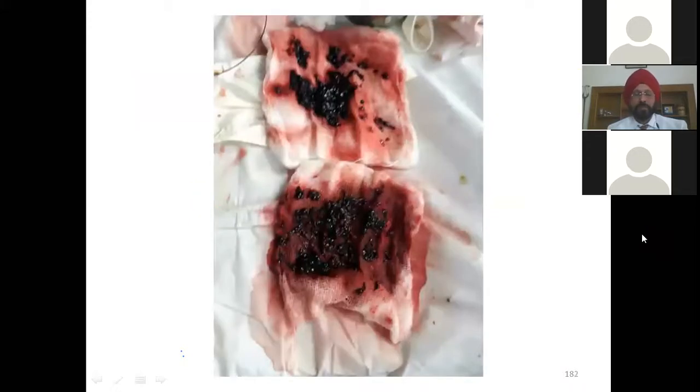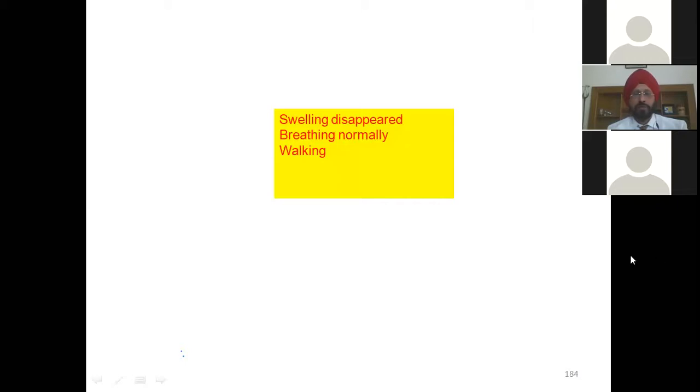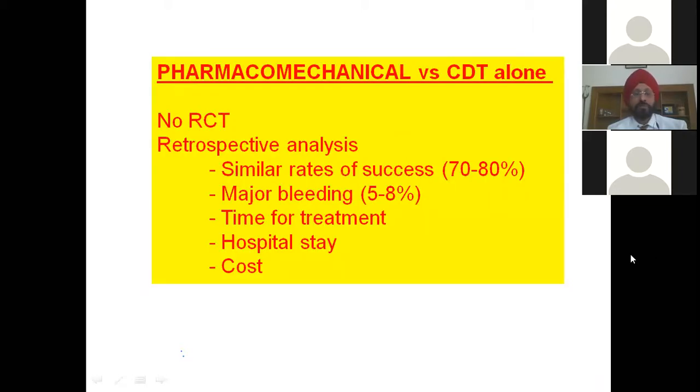Through the sheath, you give some amount of heparin because you may have clotting in the sheath. After that we always do a venogram; you can see a complete lysis, the swelling disappeared, the patient became fine, and she's on our follow-up. So pharmacomechanical, that is a Trellis-like system, versus only catheter-directed: there are not many trials as such, but generally speaking, results are good. Bleeding is less because you are using less or maybe no lytic agent, and the patient can go home early. But the cost at the moment is prohibitive.